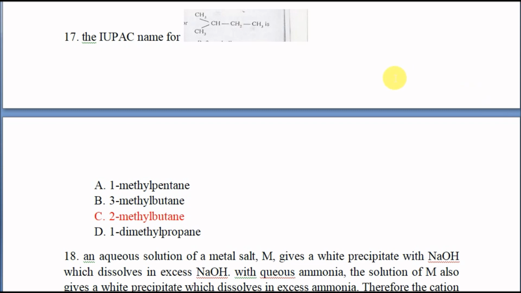Because you can see, if you count like this, 1, 2, 3, 4, 4 is butane. Now, on the second one, because you're using this as the first, second, third, fourth, the methyl is on the second one, so making it 2-methylbutane.